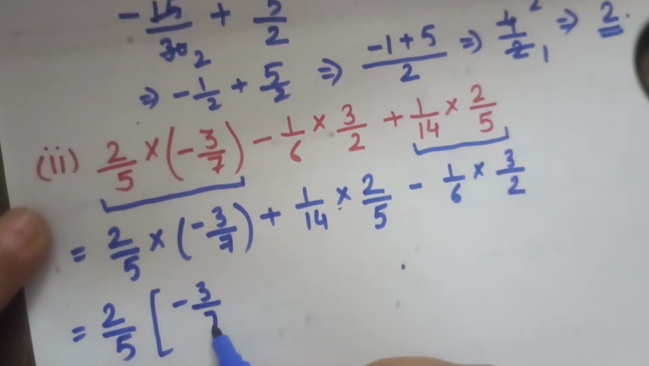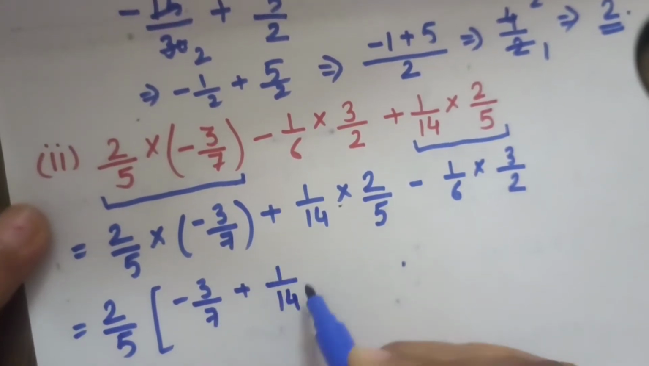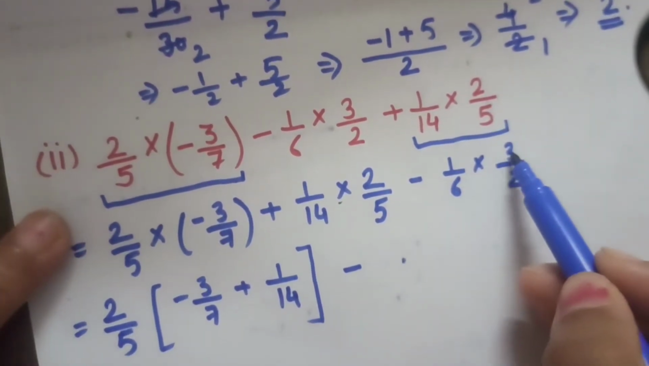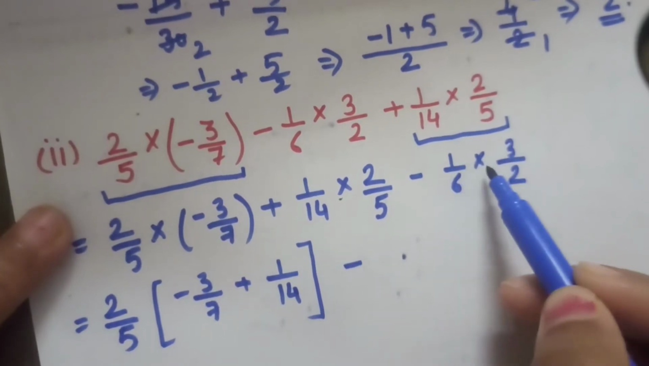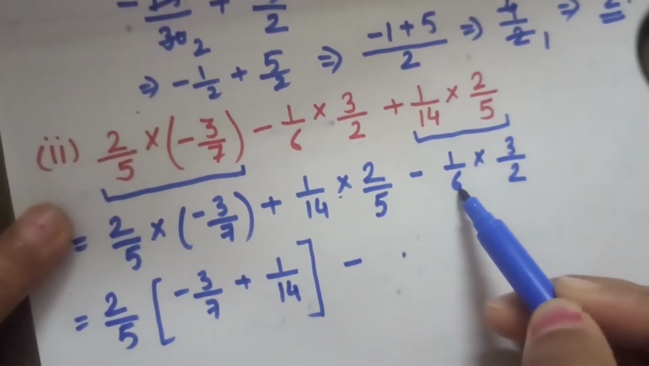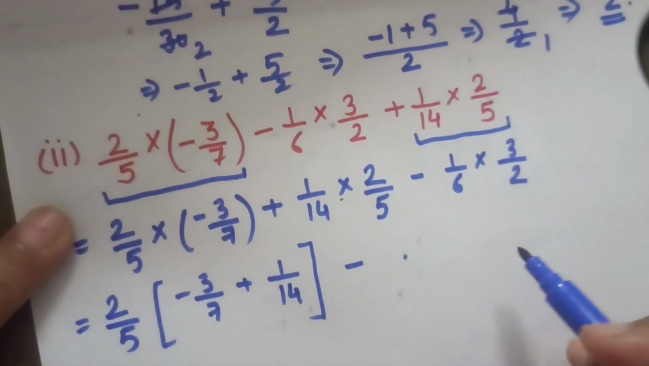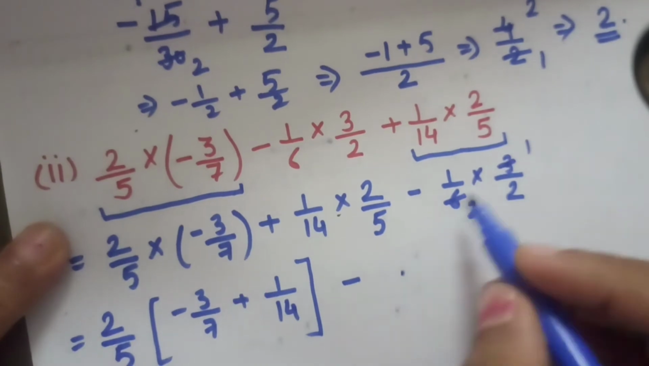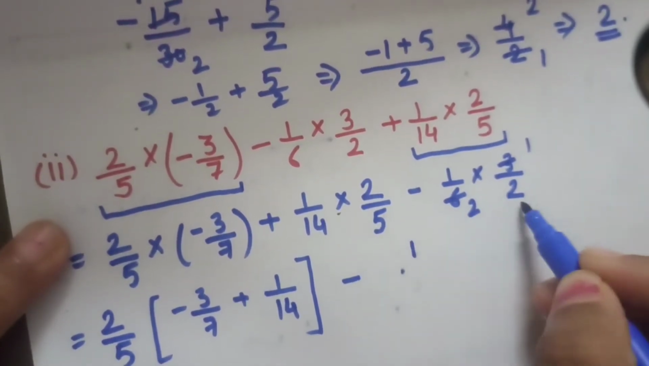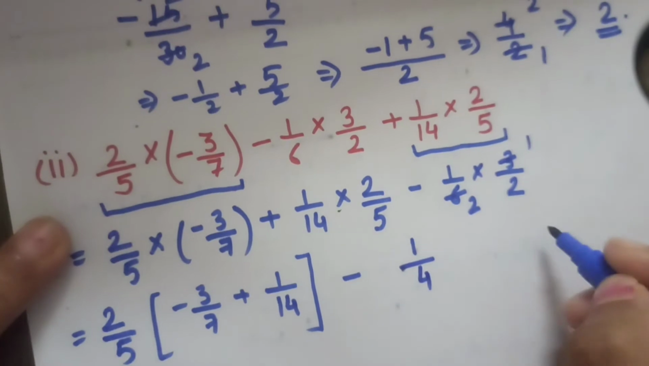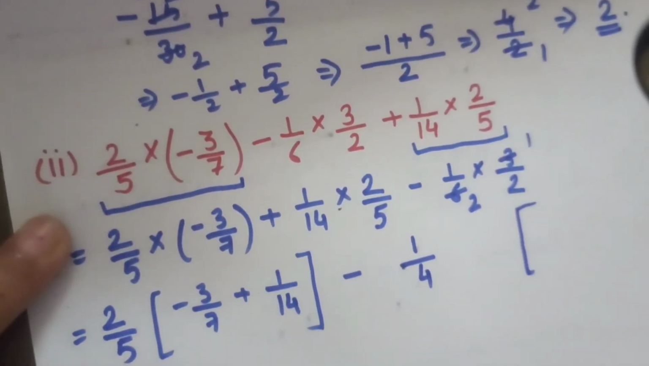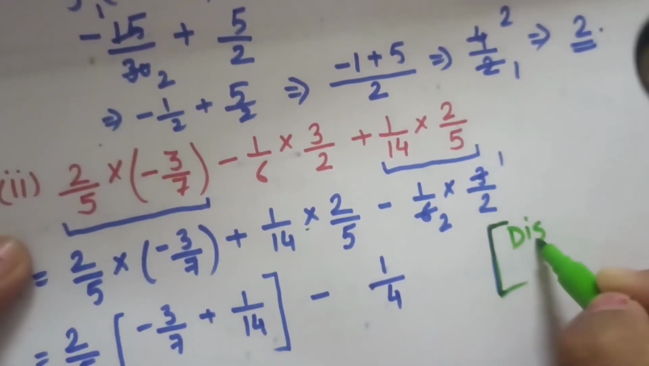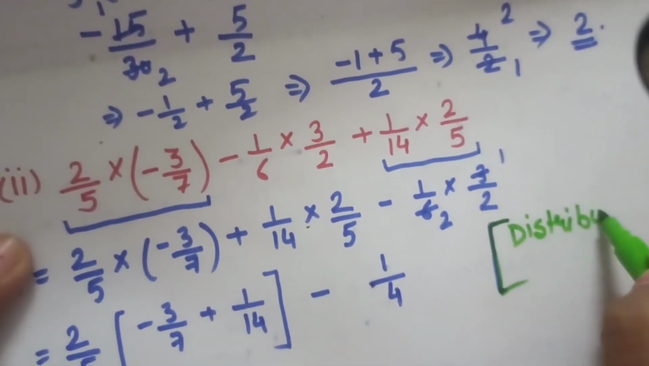So minus 3 by 7 plus 1 by 14 will be in the bracket. Here you can see 3 and 6 are both being multiplied, and one is in the numerator and the other in the denominator, so we can cancel it out. 3 ones are 3, 3 twos are 6. So 1 multiplied by 1 will get 1, and 2 multiplied by 2 will get 4. And the property being applied here is the distributive property.